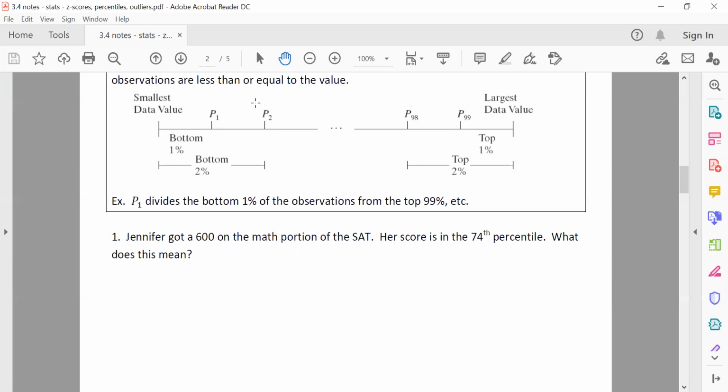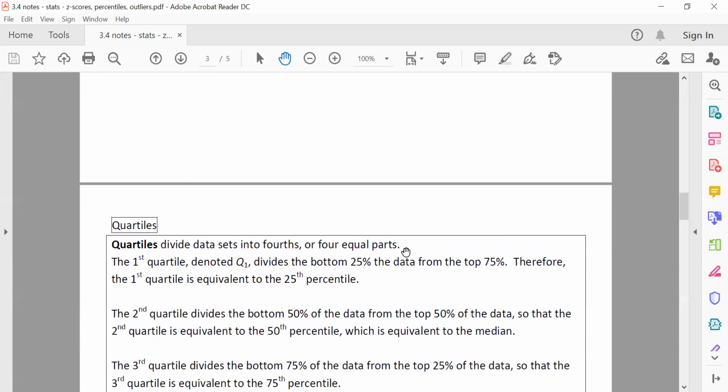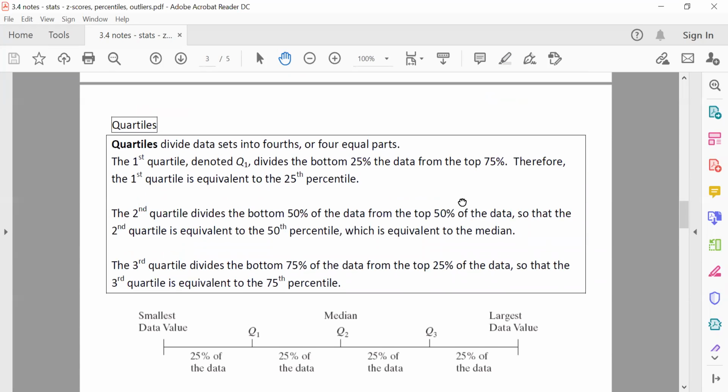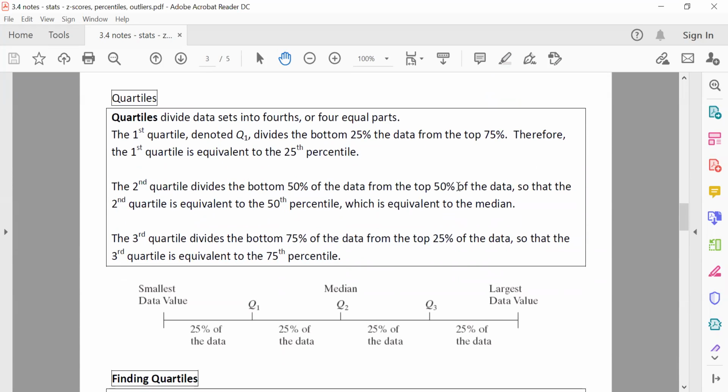P2, okay, that's cool. But what we're going to do instead, more commonly, you talk about quartiles. And what you say is, okay, well, instead of dividing it into 100 different pieces, let's divide it into 4 different pieces. You have the bottom 25%, the next 25%, the next 25%, and then the top 25%.